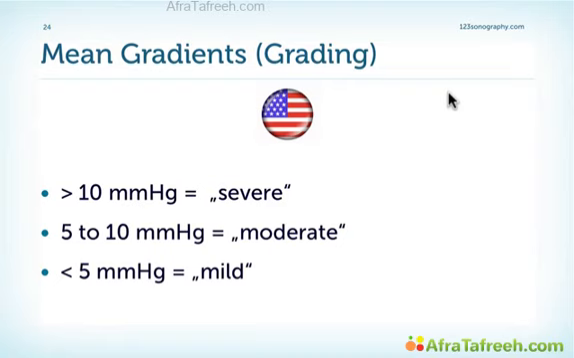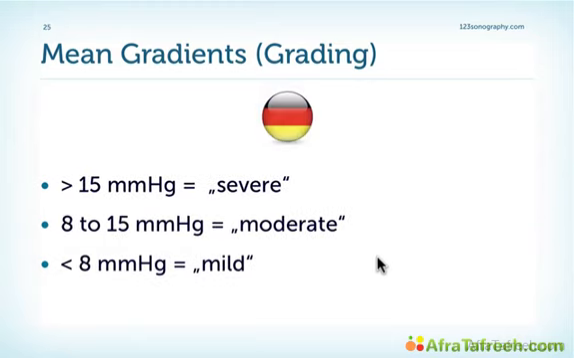How do we grade the severity of mitral stenosis based on the mean gradients? Well, the problem is that different countries have different cutoff values. For example, in the States, above 10 millimeters mercury would be severe, between 5 to 10 moderate, and below 5 is mild. In contrast, in Germany, for example, we have severe above 15, so not above 10, but above 15, and moderate between 8 to 15, and mild below 8.